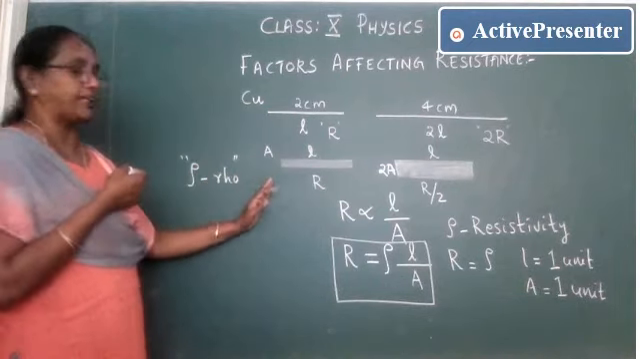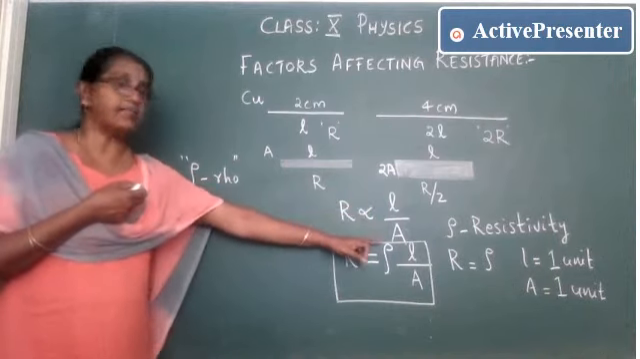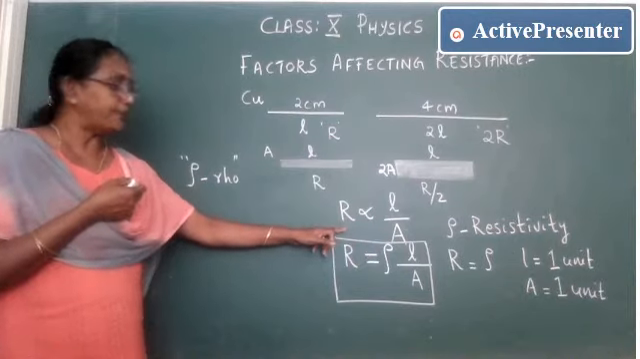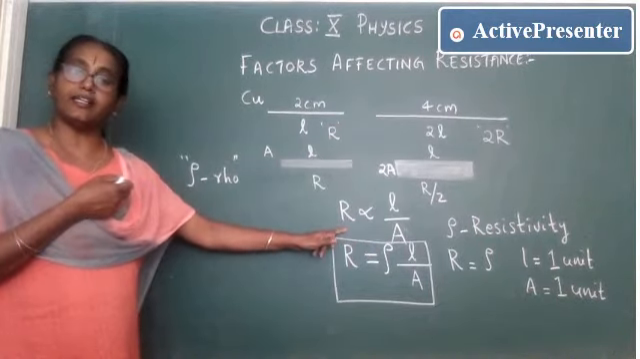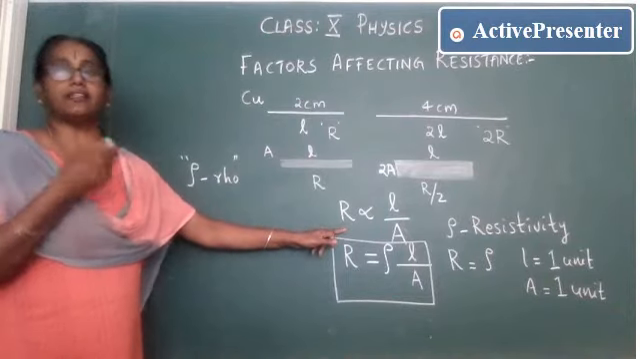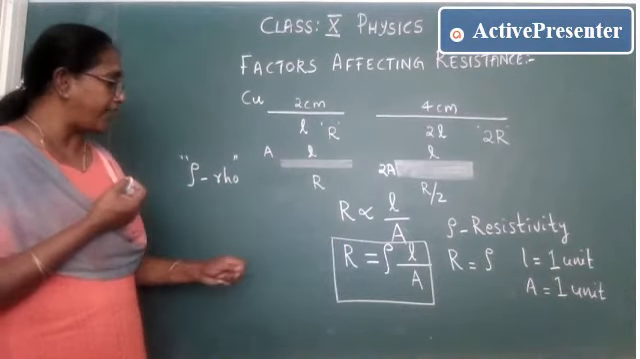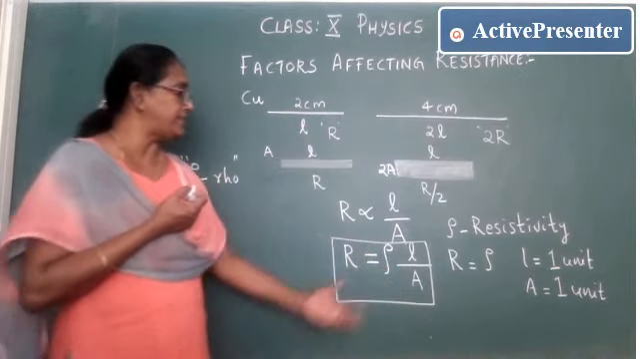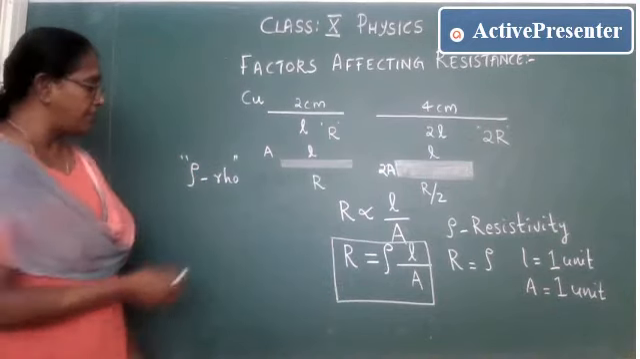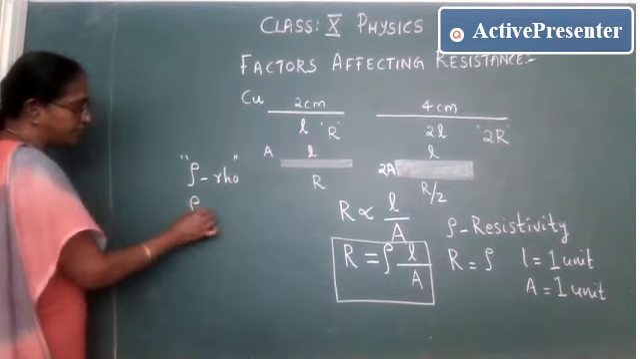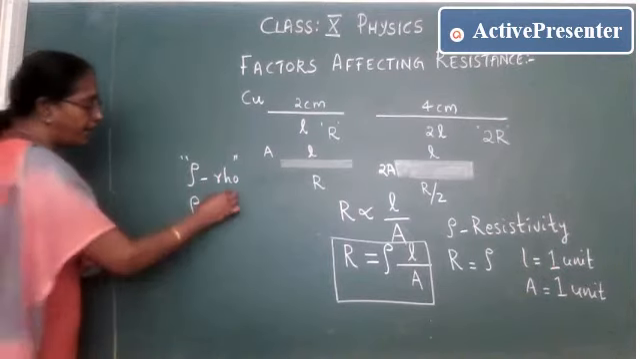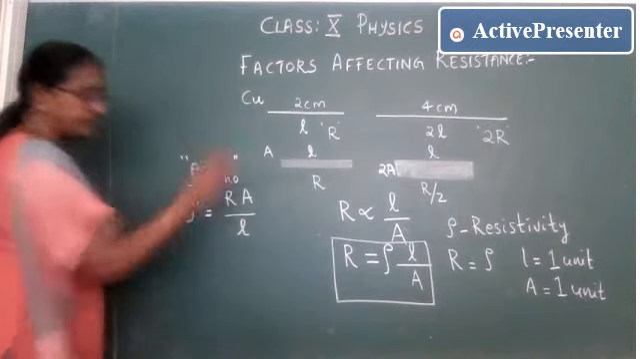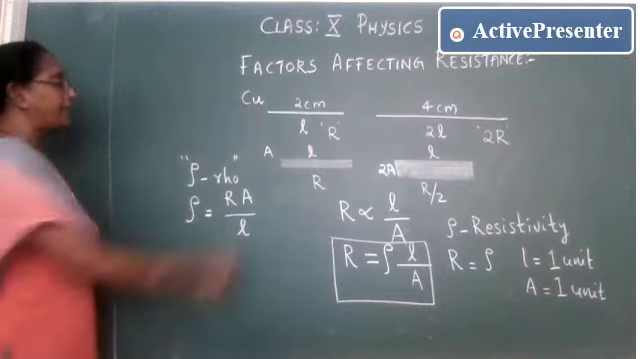So the factors affecting resistance are L and A. L is length and A is area of cross section. The unit for measuring resistance, we learned, is the ohm. Now what can be the unit for resistivity? We can derive a unit for resistivity. From this equation we can write rho is equal to R A by L, by cross multiplying.